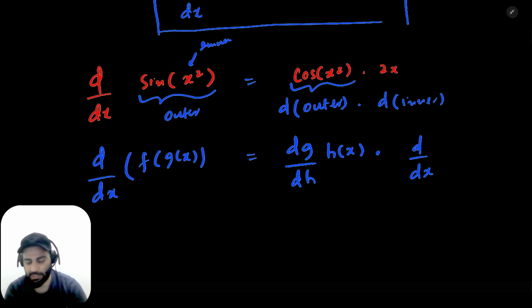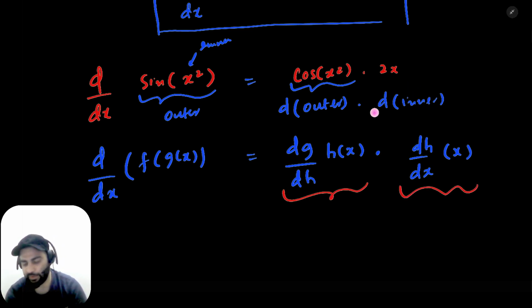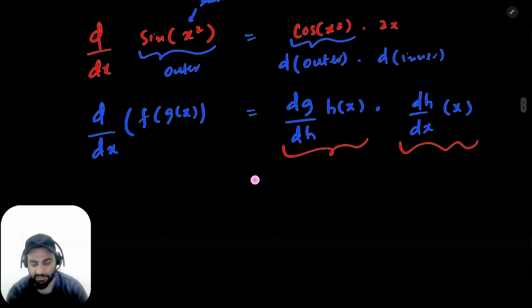So this is not just h of x. Here we have dg by dh, and here we have dh by dx of x. This is our another function. We call this d of outer, and this is d of inner. So how I can write it is like this. I can say d by dx of this function is, keep the h of x as it is. So it can be written as dg or df of g, whatever you call it. We'll write it like this.